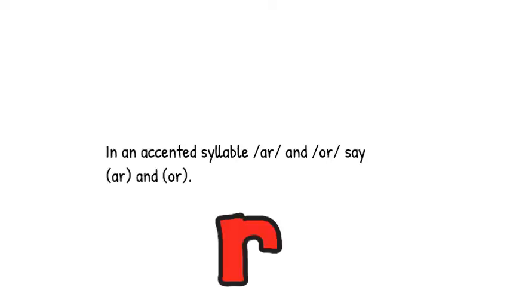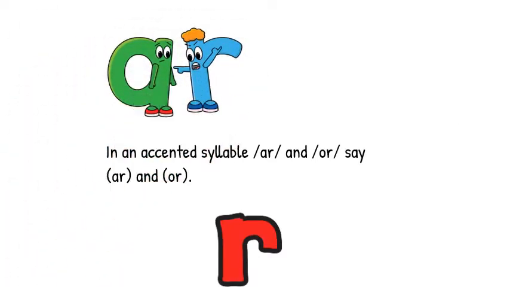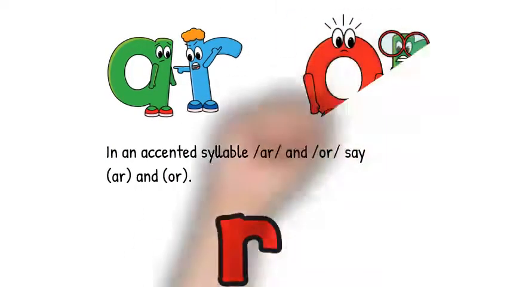We have learned that when R comes next to an A, it likes to control the A and make the sound R. And when an O is next to an R, it likes to control the vowel and say the sound OR. In an accented syllable, AR and OR say R and OR.